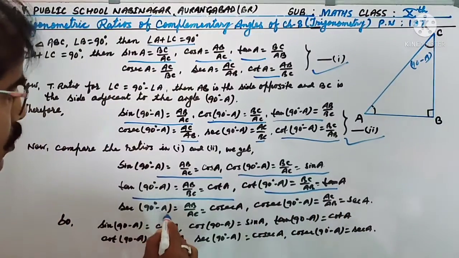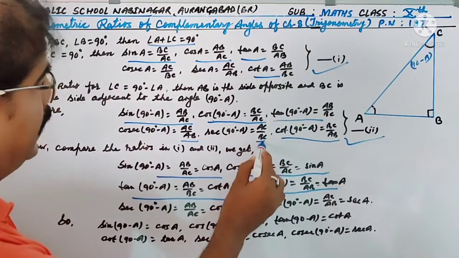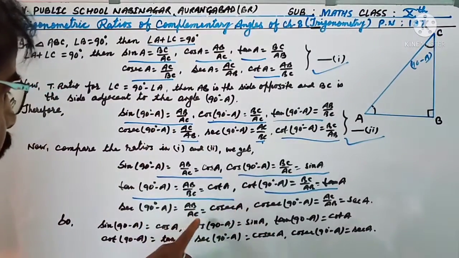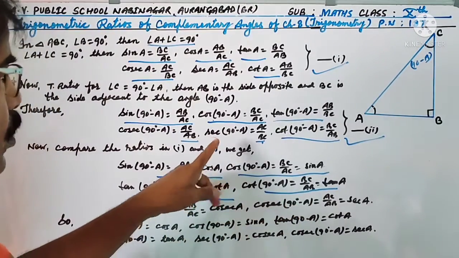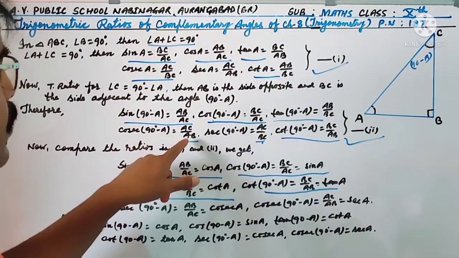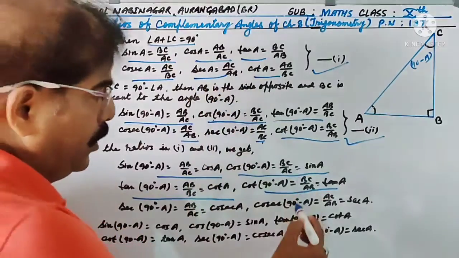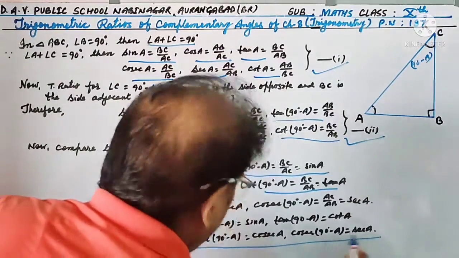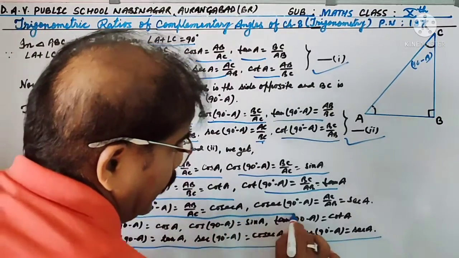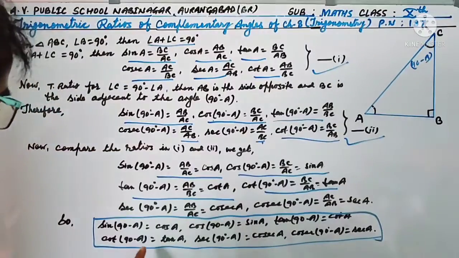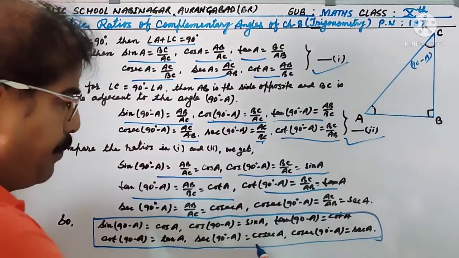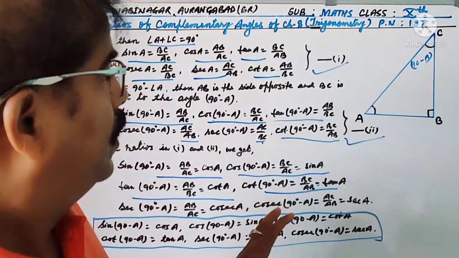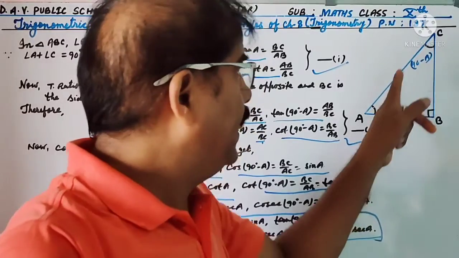Sec 90 minus A equals AC by BC, and AC by BC equals cosec A. So sec 90 minus A equals cosec A, and cosec 90 minus A equals AC by AB, and AC by AB equals sec A. So we observe that sin 90 minus A equals cos A, cos 90 minus A equals sin A, tan 90 minus A equals cot A, cot 90 minus A equals tan A, sec 90 minus A equals cosec A, and cosec 90 minus A equals sec A. These are all the T ratios with angles A and C.